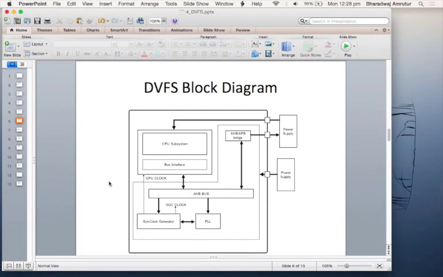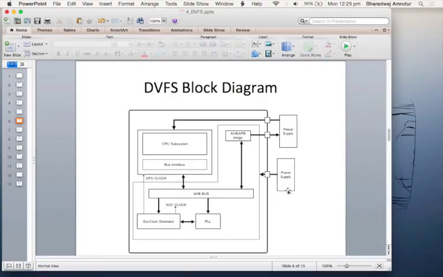The DVFS system basically, so here is an example system where you have a system on chip, SoC, and there are two domains in this system. This is the CPU block, whose voltage and frequency are controlled dynamically, which is under DVFS control. The rest of the system is not under DVFS control. So that is why you see there are two power supplies to this chip.